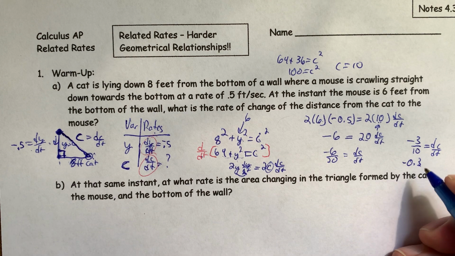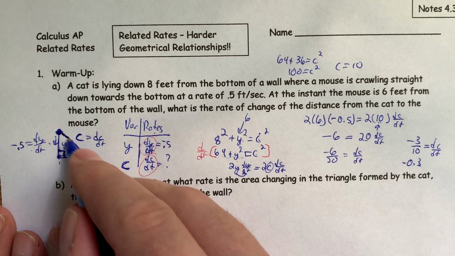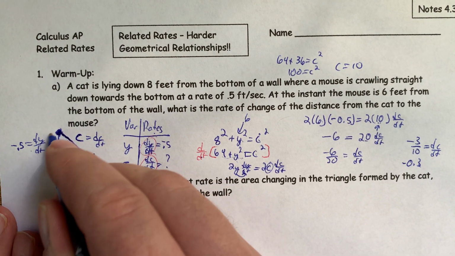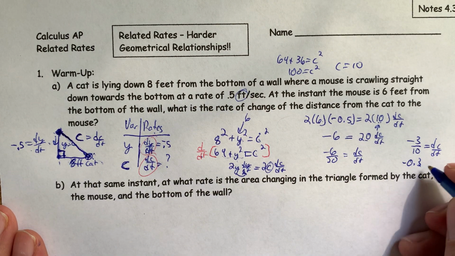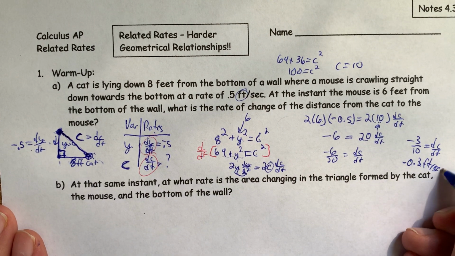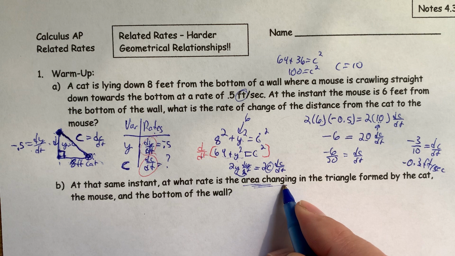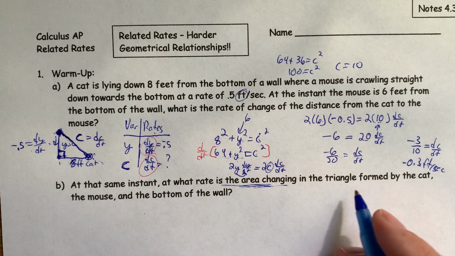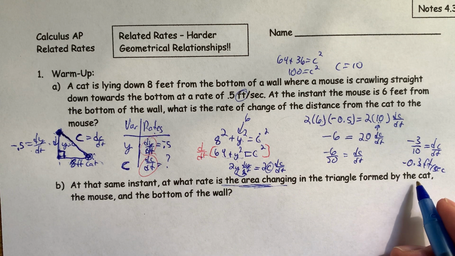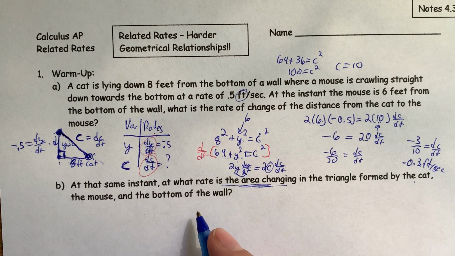And let's use units. C is a length, so it will not be in any units squared. It's just going to be in feet per second. Okay. At that same instant, at what rate is the area changing in the triangle formed by the cat, the mouse, and the bottom of the wall?